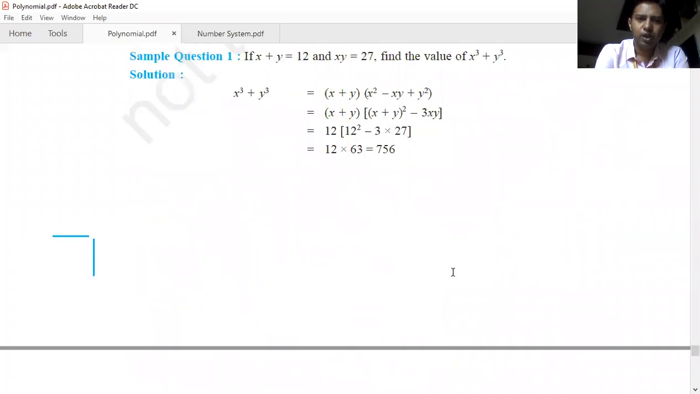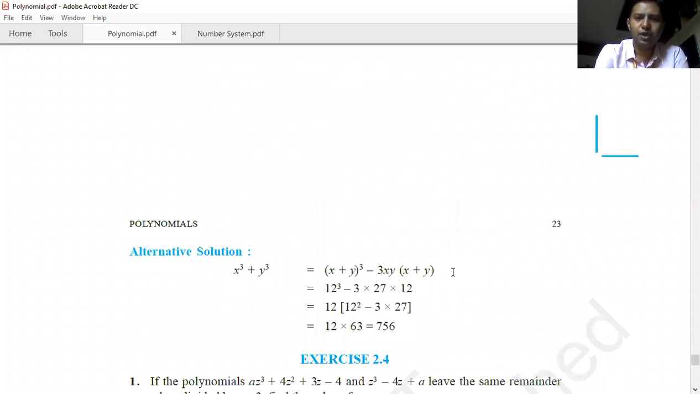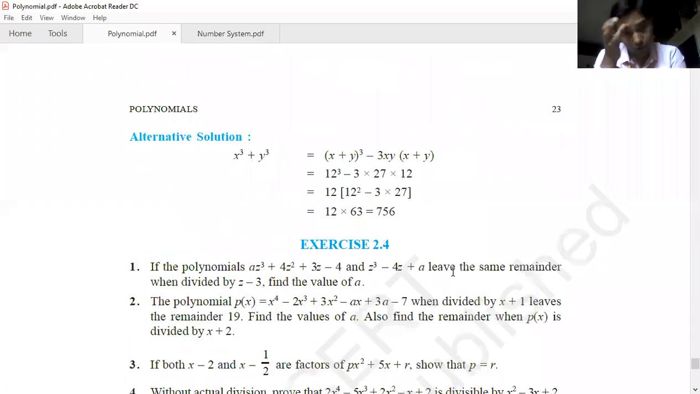Now, a very important question from the examination point of view, like question number 1 or 2. The polynomials az cube plus 4z square plus 3z minus 4 and z cube minus 4z plus a leave the same remainder when divided by z minus 3. Find the value of a. So we'll apply the remainder theorem here. We'll substitute z is equal to 3.